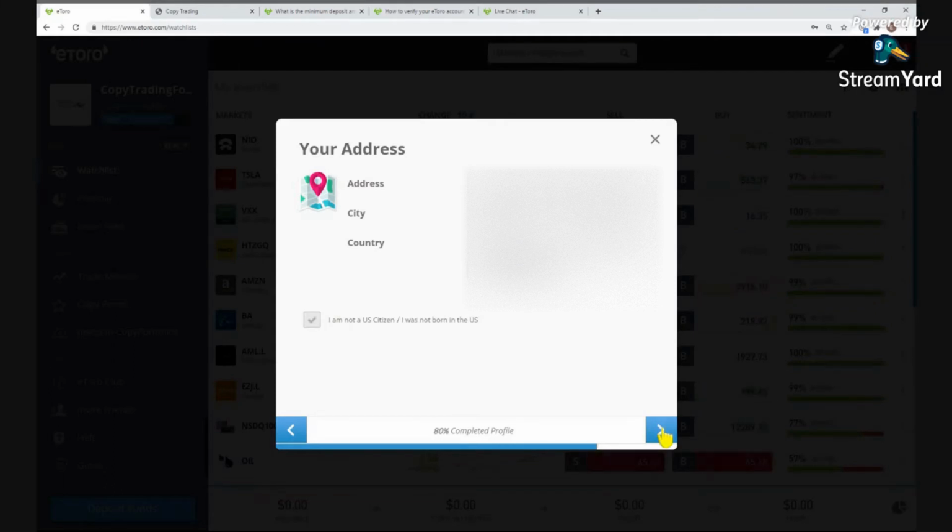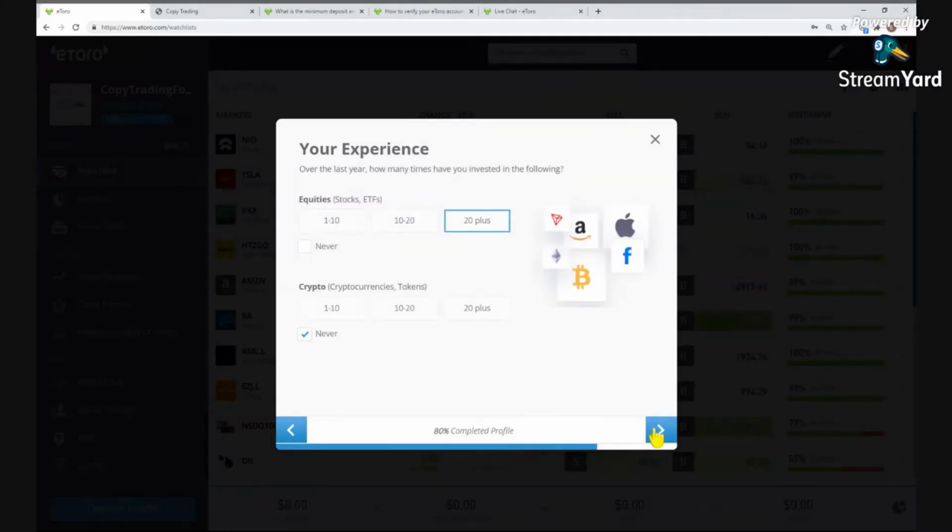Because in the USA, there are some restrictions on what you can trade over there. Really, you can only trade crypto, I believe, and not US stocks, but other European and other worldwide stocks on the American profile. So click next. So here you go.